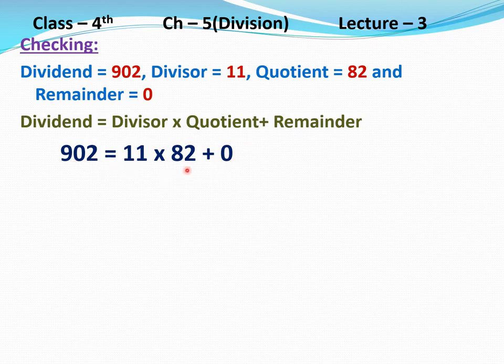First multiply 11 by 82. Write down 11 multiply 82. 2 ones are 2, write 2 here. 2 ones are 2, write 2 here. Now put 1 cross here. Now multiply 11 by 8. 8 ones are 8, write 8 here. 8 ones are 8, write 8 here.